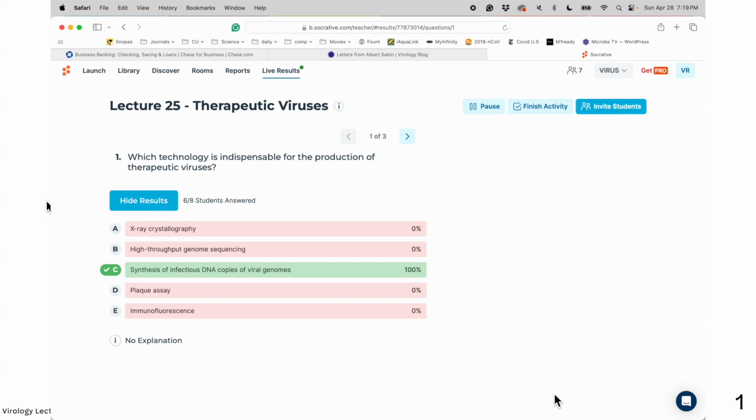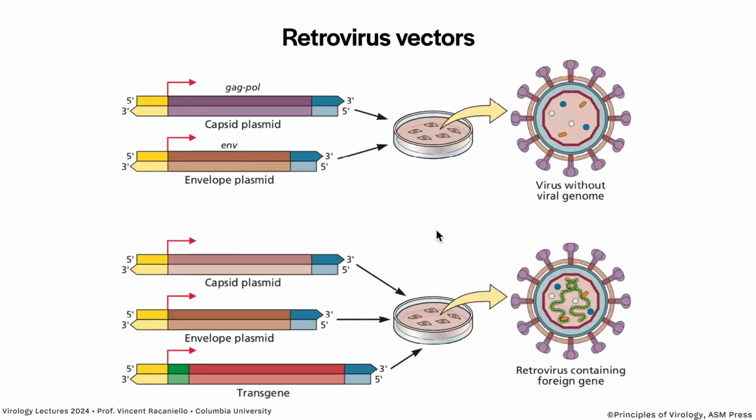Synthesis of infectious DNA copies of viral genomes. So all of you got synthesis of infectious DNA copies. That's essential for producing therapeutic viruses. All the other things are not essential for that. So that's like number 9, right? You guys have a record in the most 100% answers.